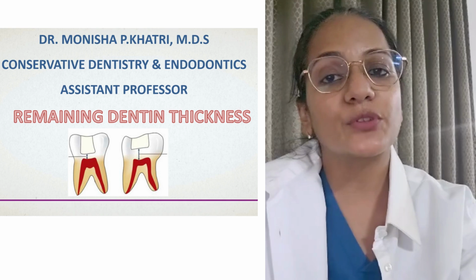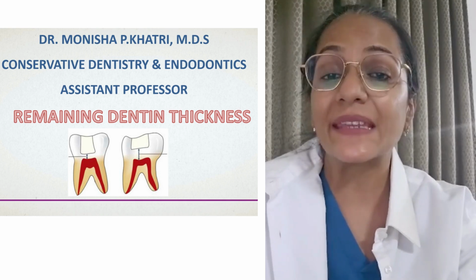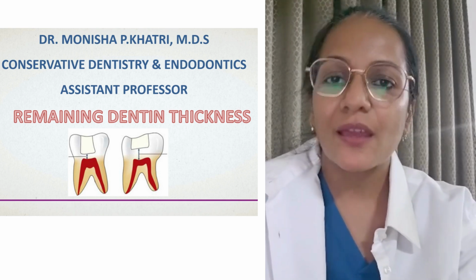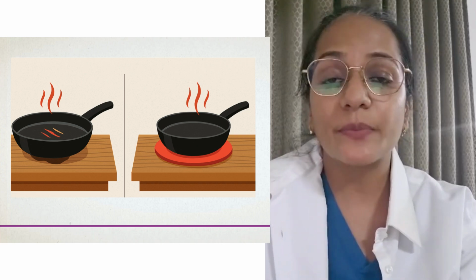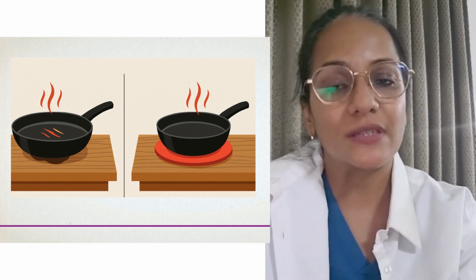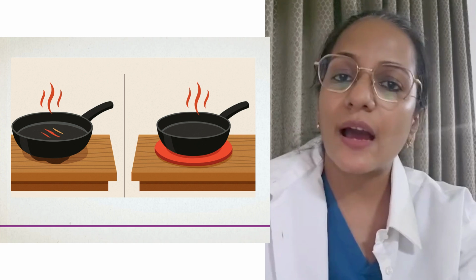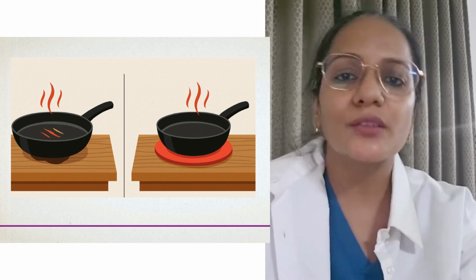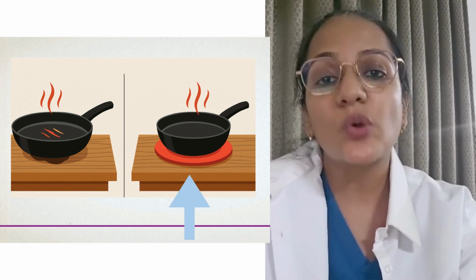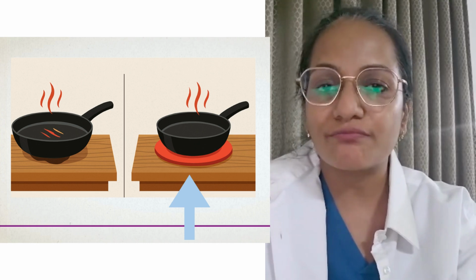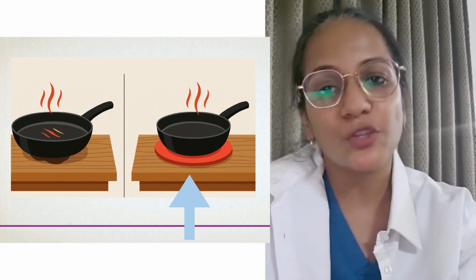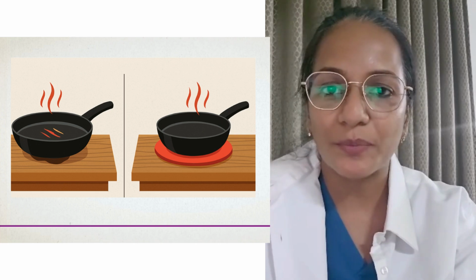Today, the topic that I'm going to talk about is known as remaining dentine thickness. Now imagine you have a hot burning pan and you want to keep it on a wooden table. Wouldn't it cause harm to the wooden table? Rather, what do you do? You place a coaster as a protecting agent between your heated pan and your wooden table, and that sorts out the problem.